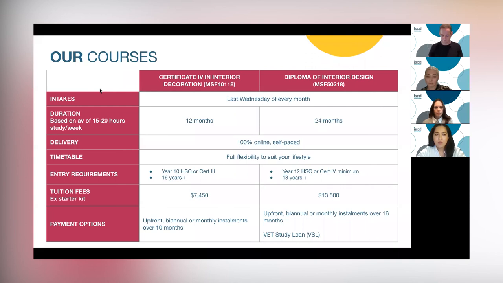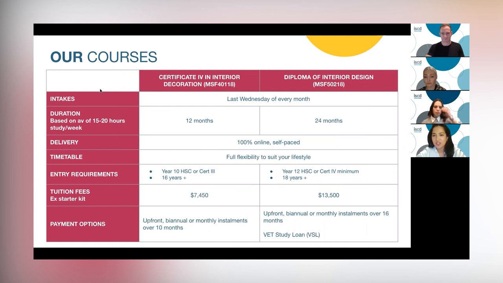The main thing about self-paced is you have minimum hours, as we mentioned before: 15 hours for the Cert 4 and 20 for the Diploma per week. You can go faster, but we wouldn't recommend going slower than that, otherwise you might risk needing an extension on your study block. The timetable, as Eunice and Kirsty mentioned, suits your lifestyle, 5 a.m. or midnight, whatever works for you. Cert 4 entry requirements are a minimum Year 12 high school certificate or Certificate 3, and the Diploma is Year 12 or Certificate 4 minimum.